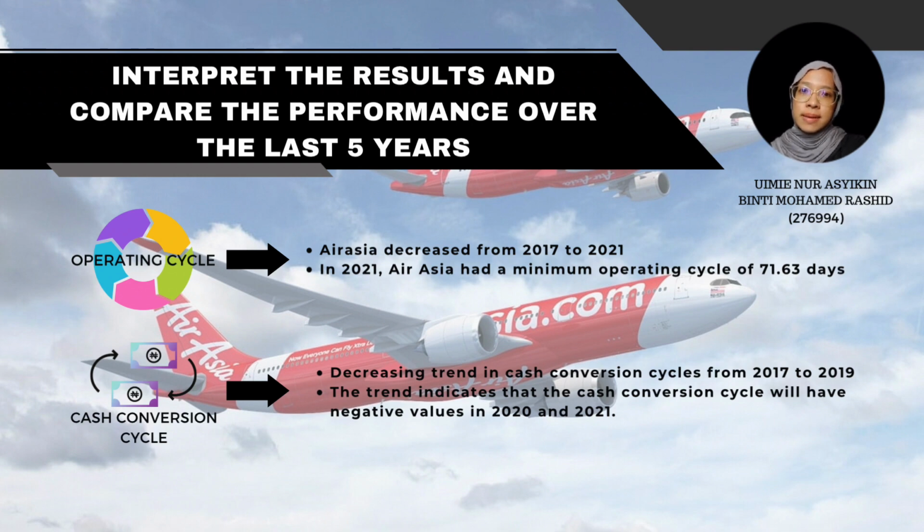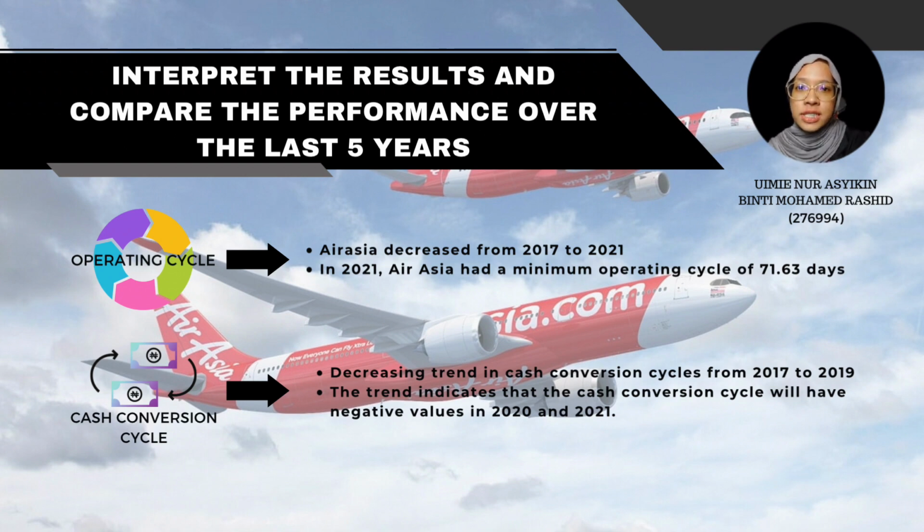The average time required to convert inventories to account receivables is 71.63 days, resulting in zero recovery time from account receivable, allowing customers to pay in cash immediately. Asia's operating cycle focuses solely on selling inventories, highlighting its competitiveness and ability to attract investors.